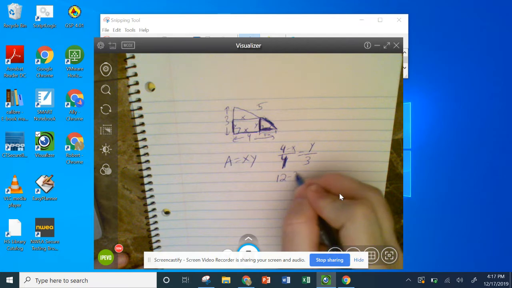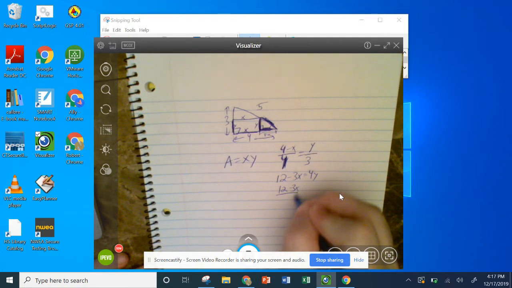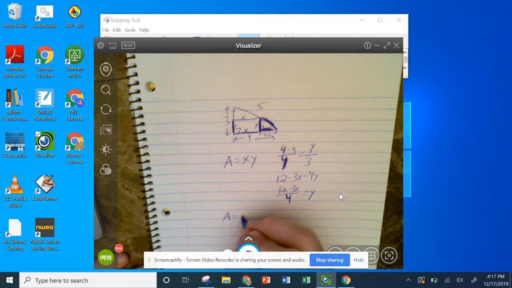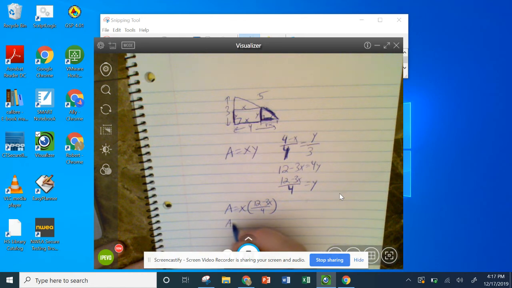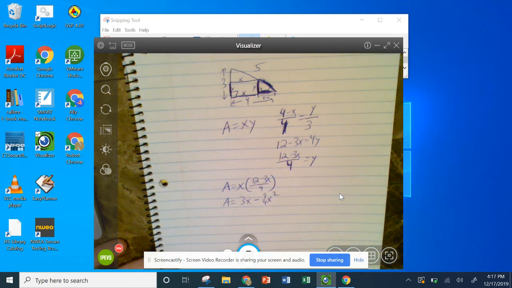So 12 minus 3x equals 4y. 12 minus 3x over 4 equals y. My 4's and my y's kind of look alike. Sorry about that. And now we can substitute. So my area is going to be x times (12 minus 3x) over 4. I can simplify that a little bit. My area is going to be 3x minus 3/4 x squared.